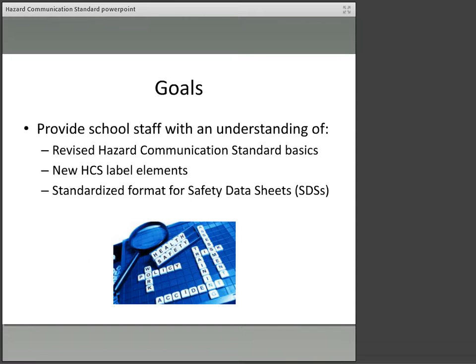The goals of this webinar, as required by OSHA, are to share basic information about the revised HAZCOM standard for school staff, including elements of the new chemical labels and the uniform safety data sheet format. So let's get started.